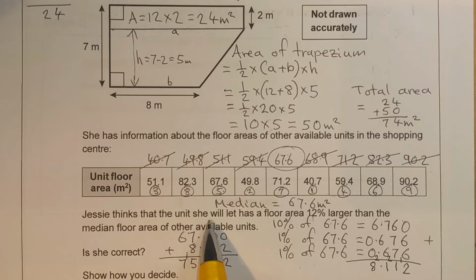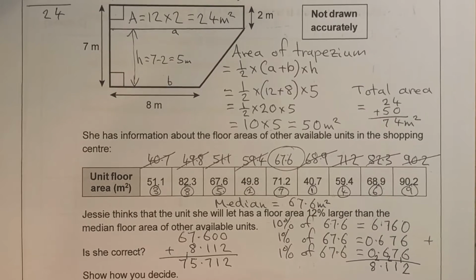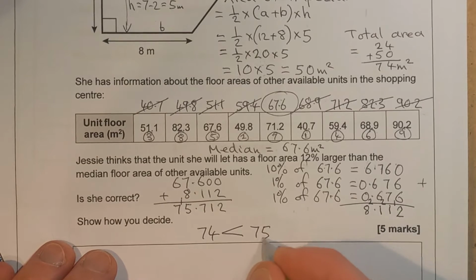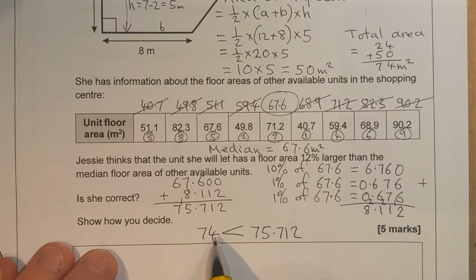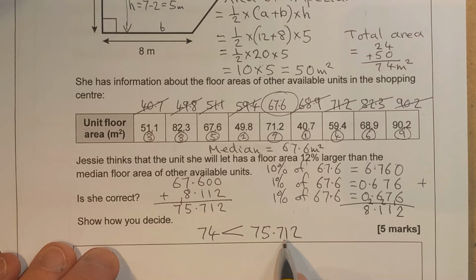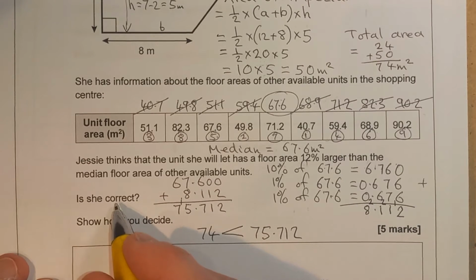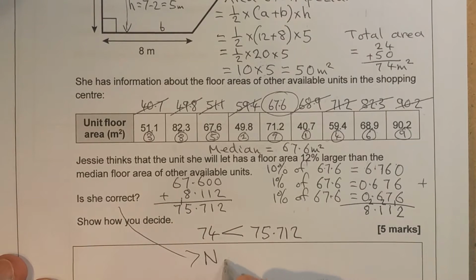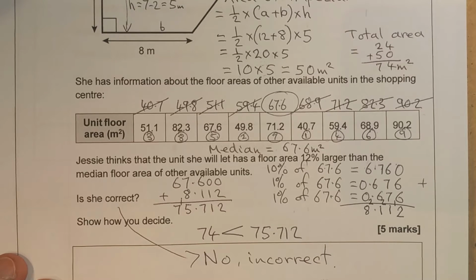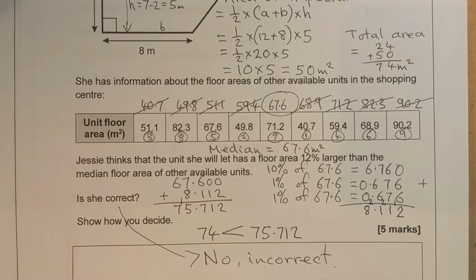Jessie thinks that the unit she'll let has a floor area 12% larger than the median. Well, we've got 74. Well, no, that's less. Let's just put it down here. Than the 75.712. So this is what she's got. This is what 12% larger would be. So is she correct? No. She's incorrect. So it's up to you if you want to work out the median first or the area first, but ultimately what we need to do is increase one by 12% and then compare the two values.